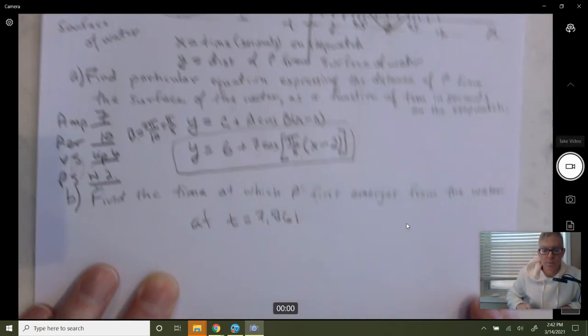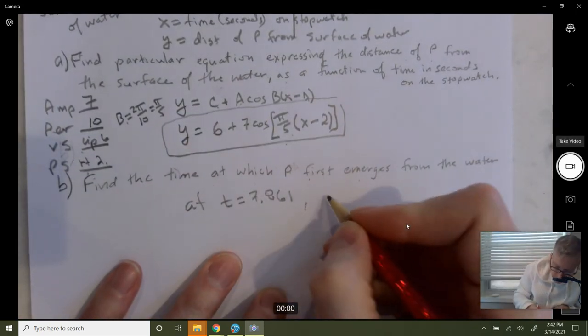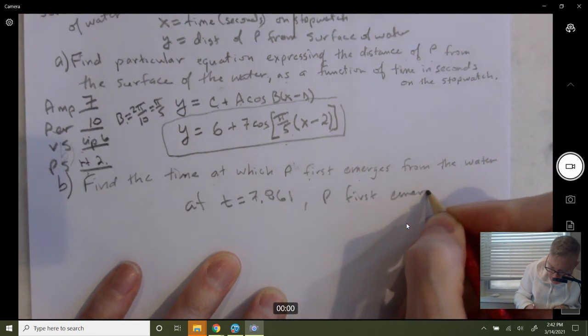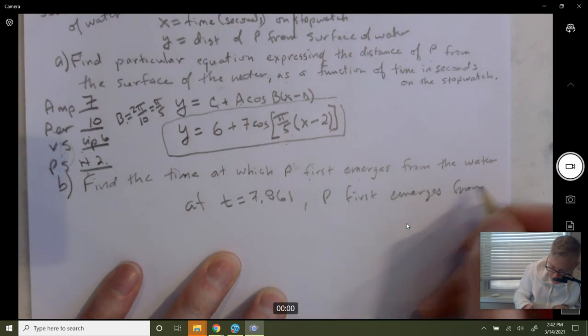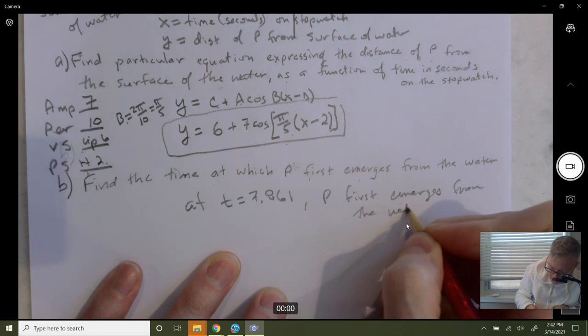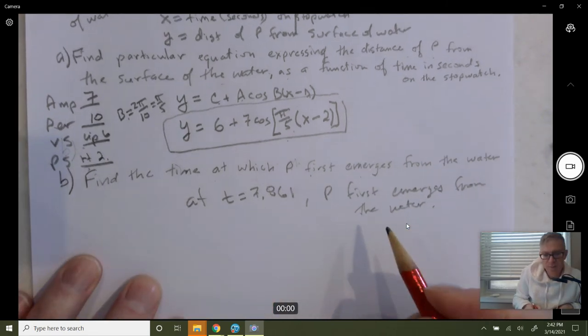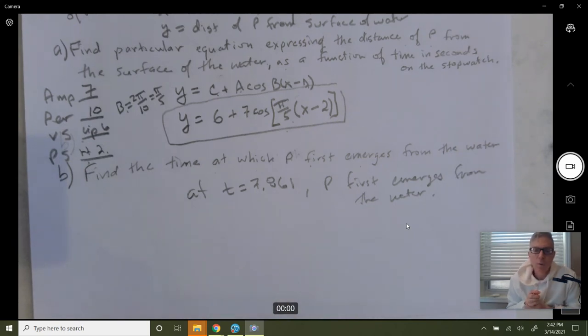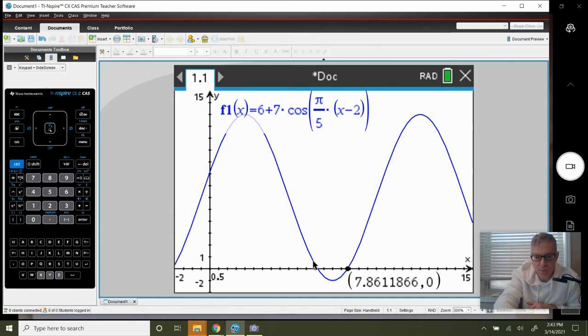Okay, and I'll show you what I'm writing. P first emerges from the water. Okay, and that's all you need to do here. So you had to understand, if they said, tell me the time where P first goes into the water, you wouldn't be finding that 0, you'd be finding this 0 over here. Okay.